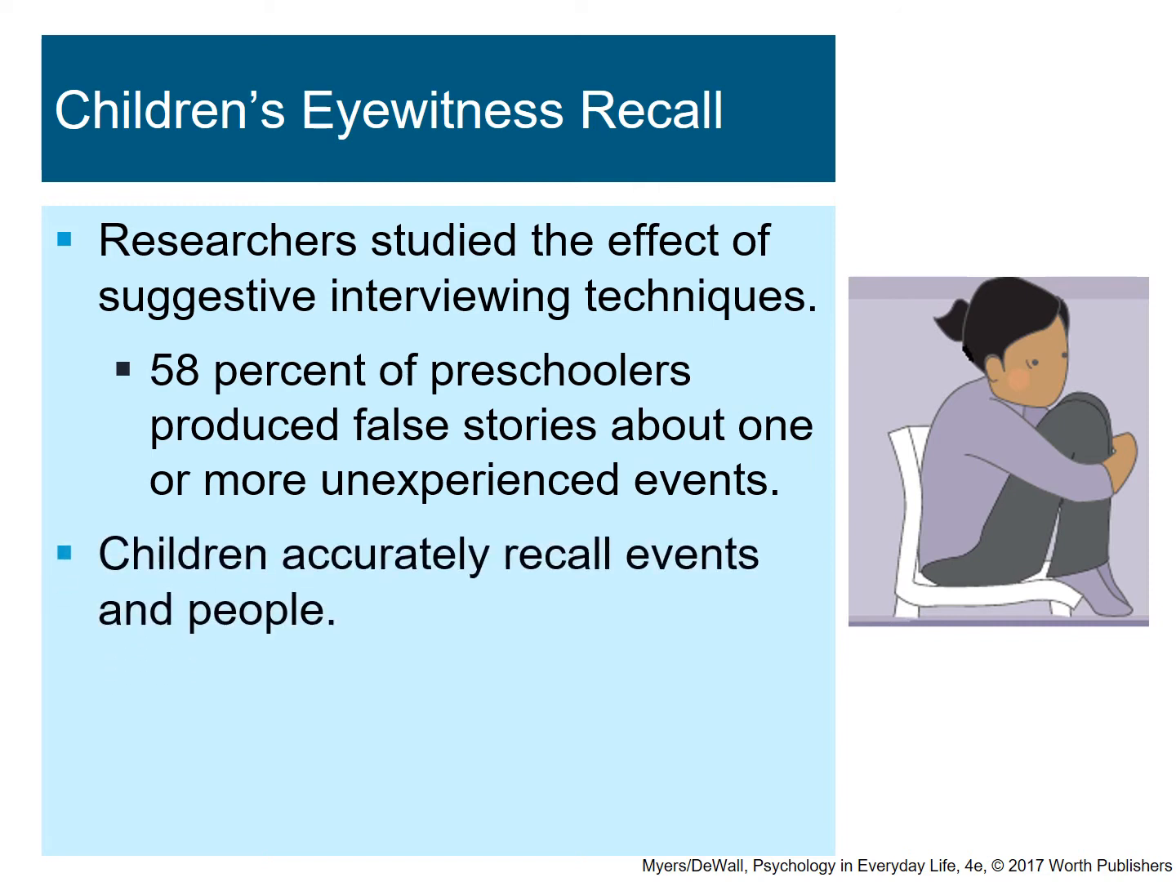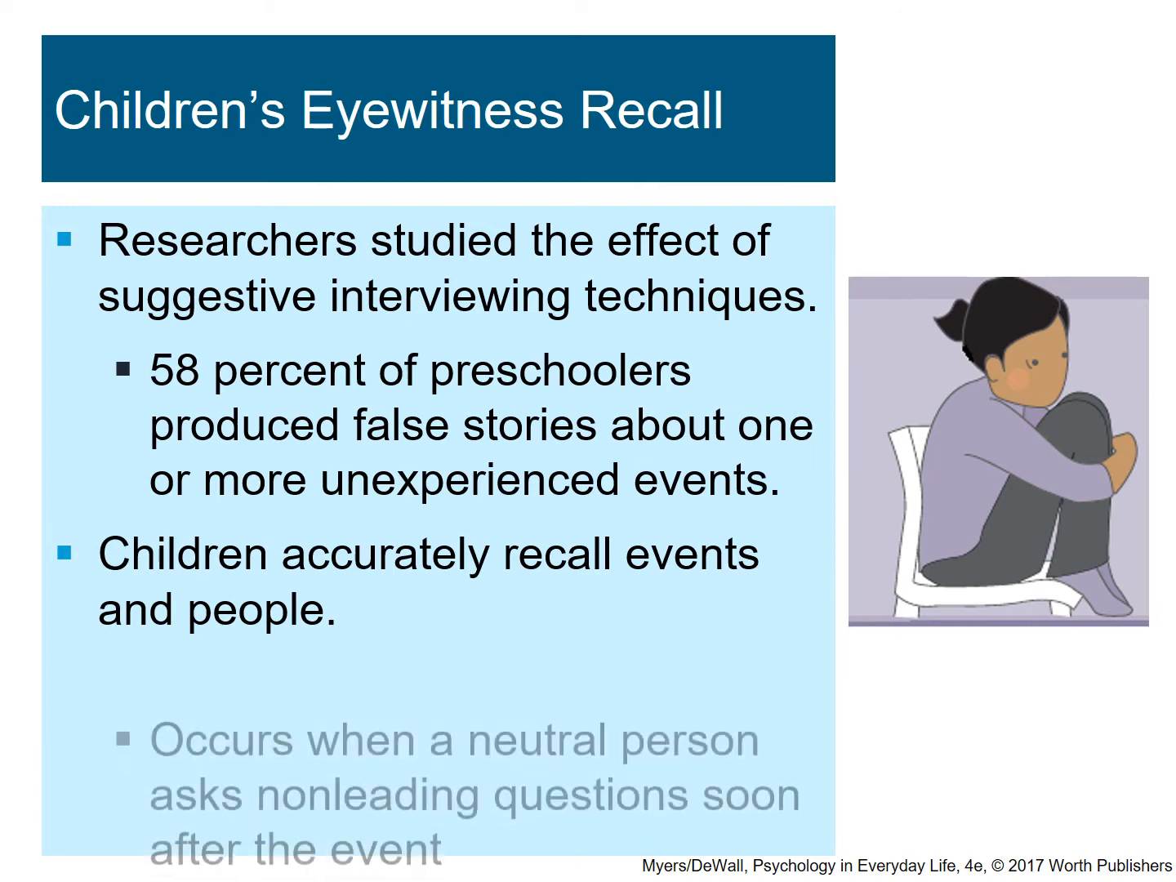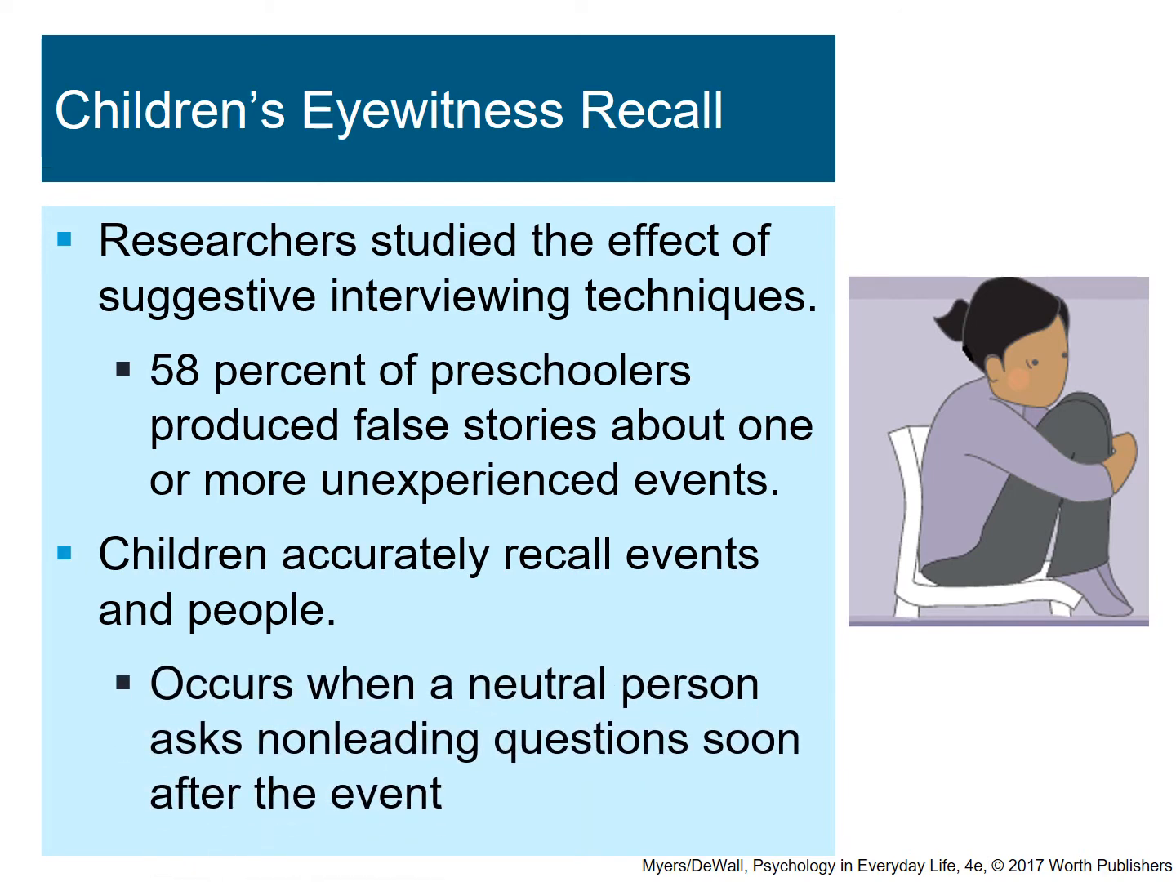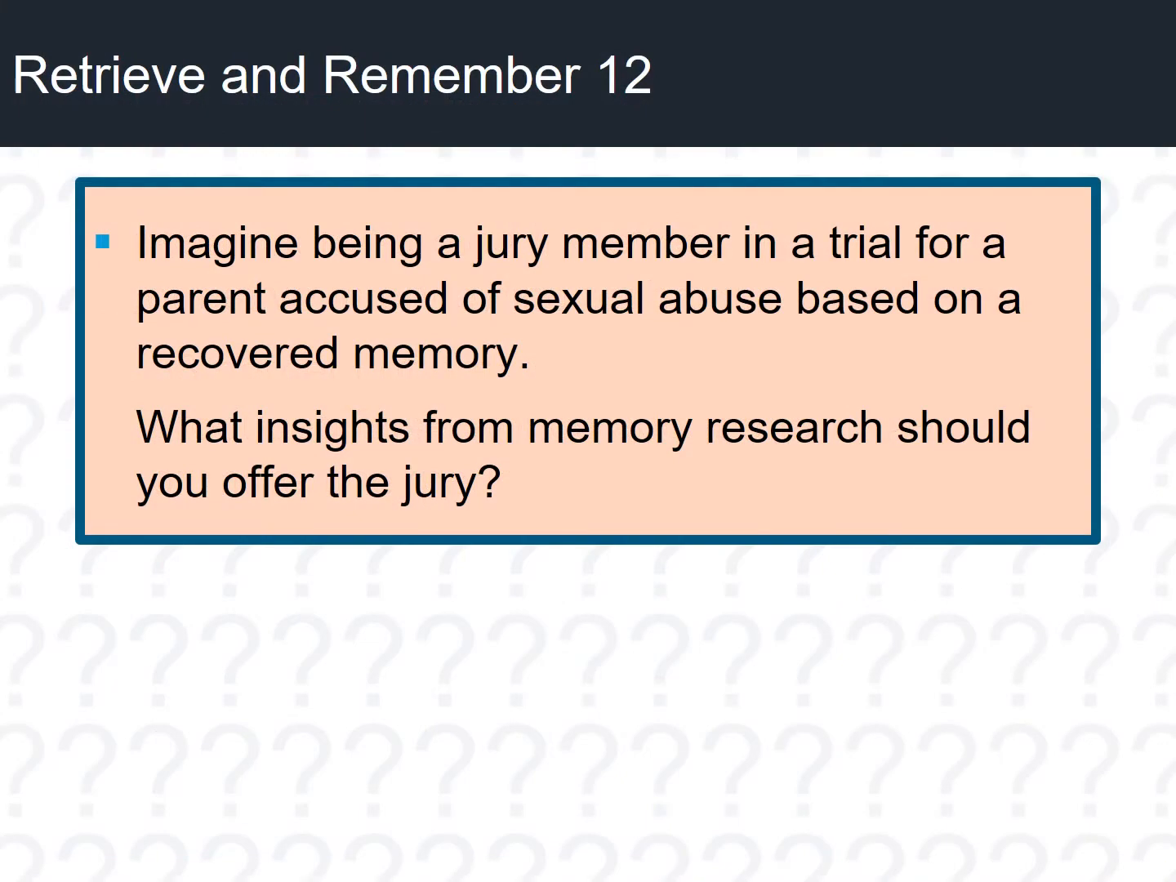Children can accurately recall events and people. It occurs when a neutral person asks non-leading questions soon after the event. So, imagine being a jury member in a trial for a parent accused of sexual abuse based on a recovered memory. What insights from memory research could you offer to the jury?